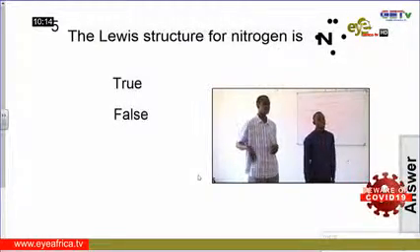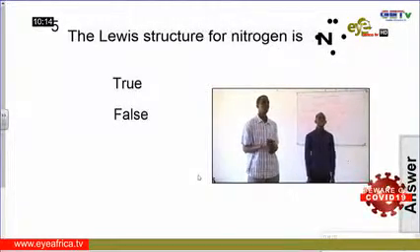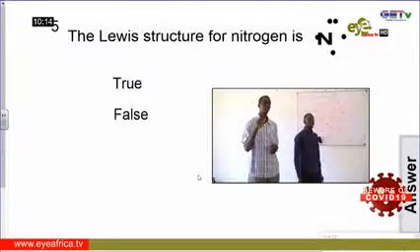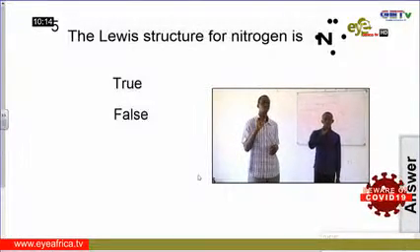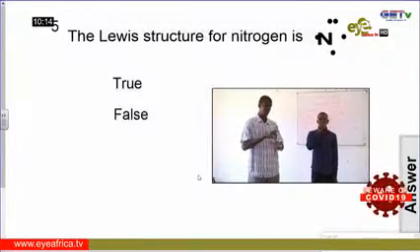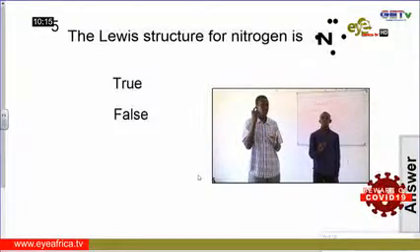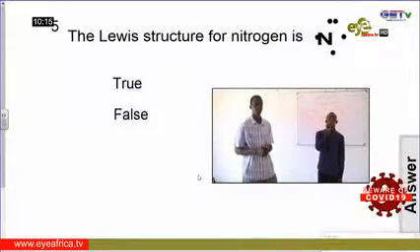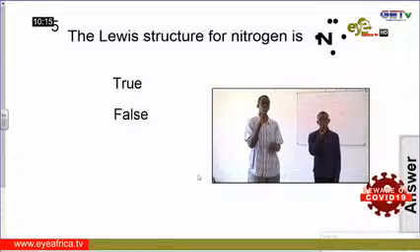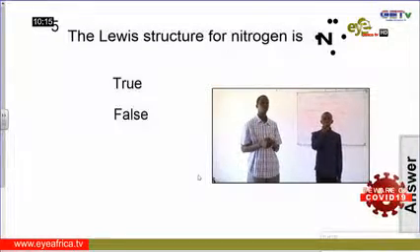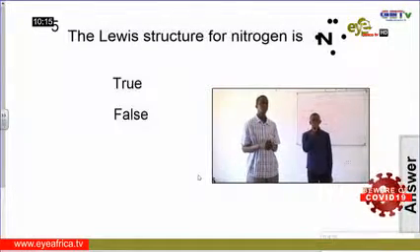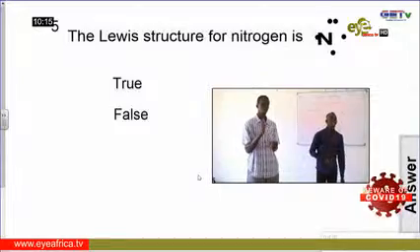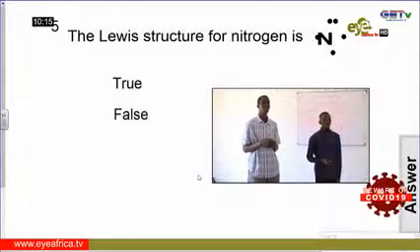Now number 5 reads, the Lewis structure for nitrogen is. In this case, we need to count the number of dots on nitrogen, and those dots represent the valence electrons of nitrogen itself. Now we have 1, 2, that is 2 on top, and 3, 4, 5. That is, the valence electrons of nitrogen is 5, which is true, which means the correct answer here is true.